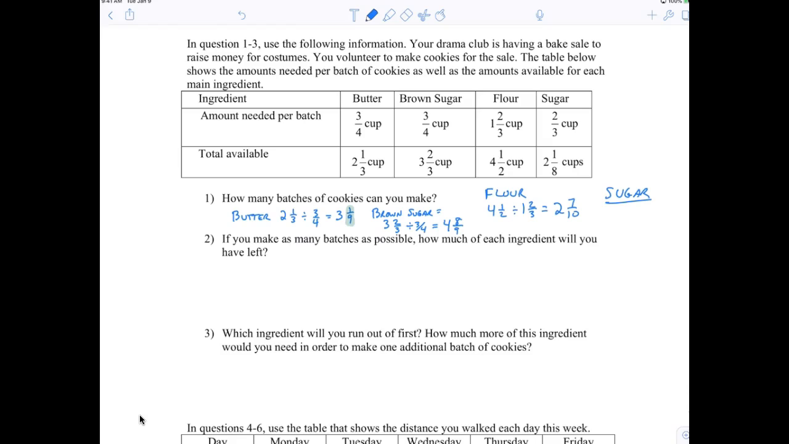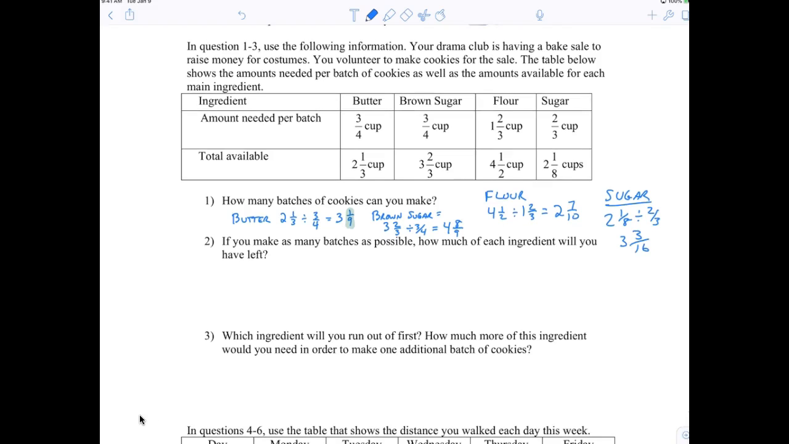For sugar, someone else, use your calculator and tell me. What did you get? Is it 3 3/16? 2 1/8 divided by 2/3. He said it's 3 3/16. Anybody else get that, guys?